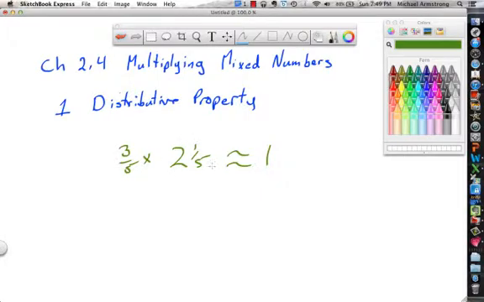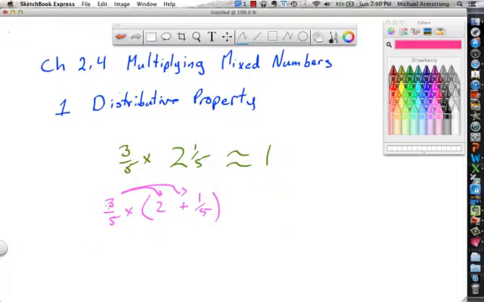But we're going to use the distributive property. So we're going to go ahead and take 3/5 times 2 plus 1/5. We just changed 2 and 1/5 into the two different pieces, 2 plus 1/5, and we just multiply times each one of those. That should work for us.